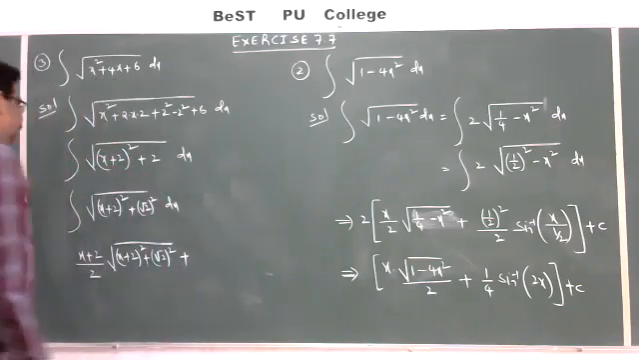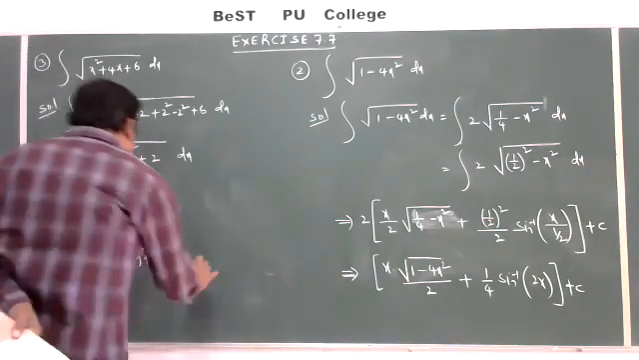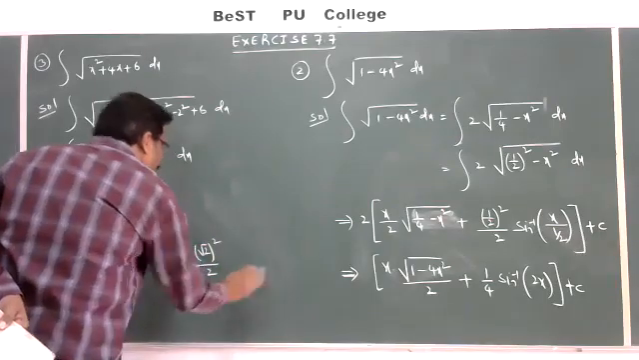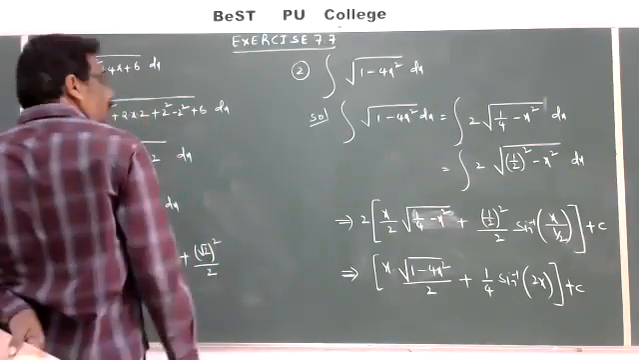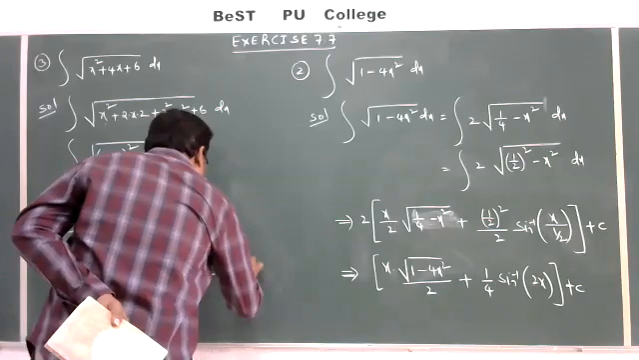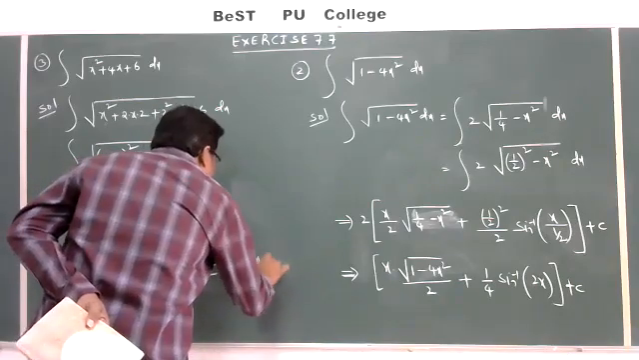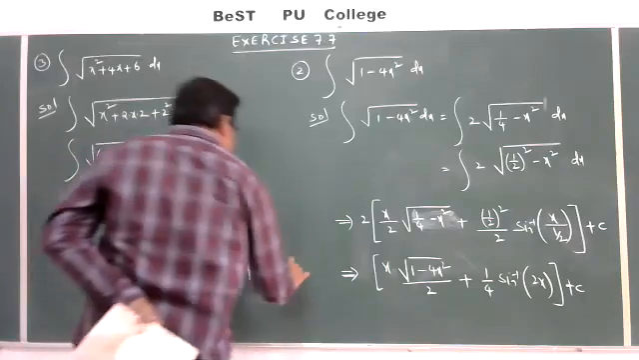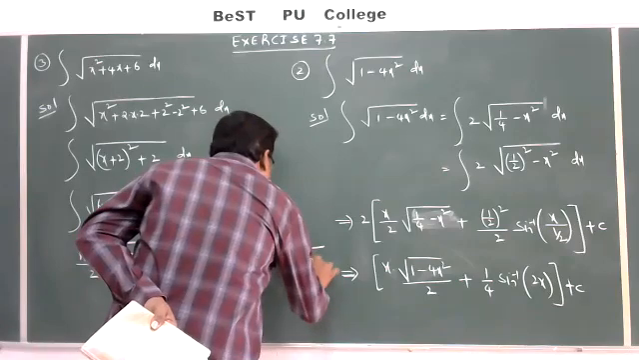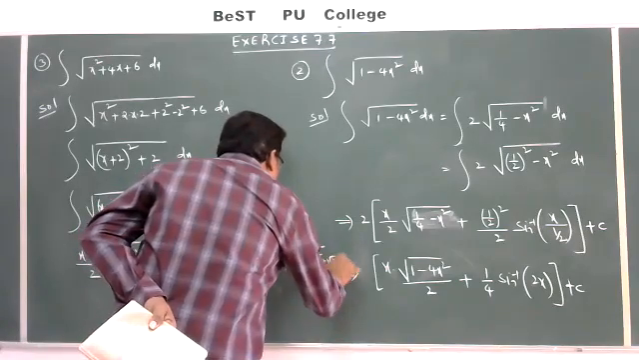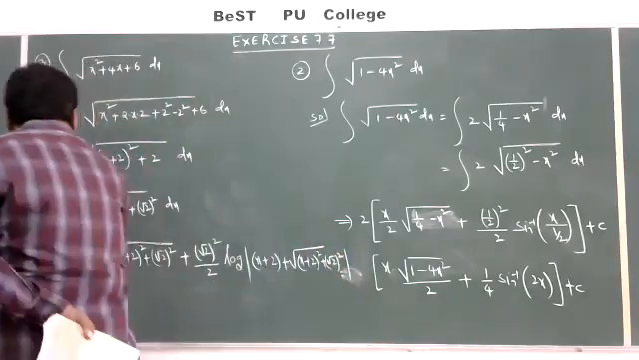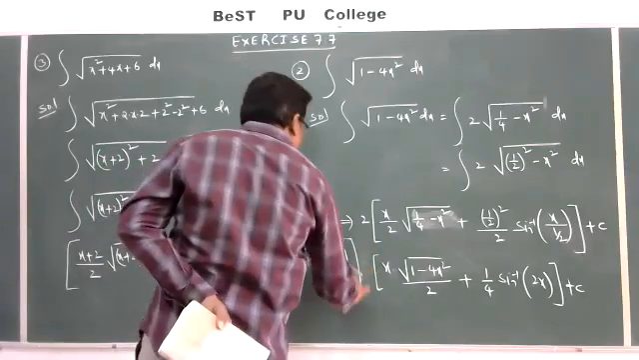Plus a square by 2, that is root 2 whole square by 2 into log mod x plus, that is x plus 2 plus root of x square plus a square, that is x plus 2 whole square plus root 2 whole square plus c.